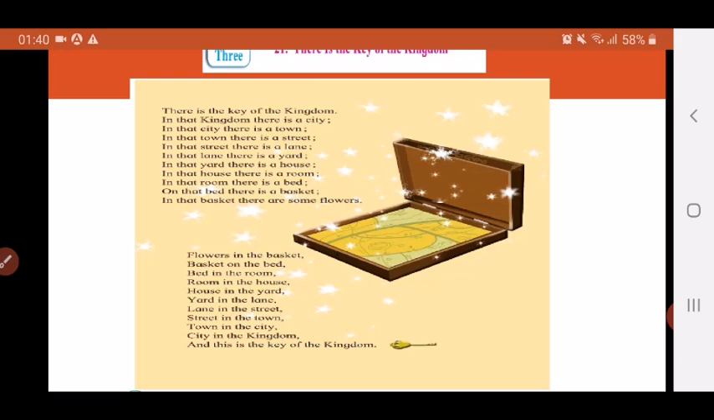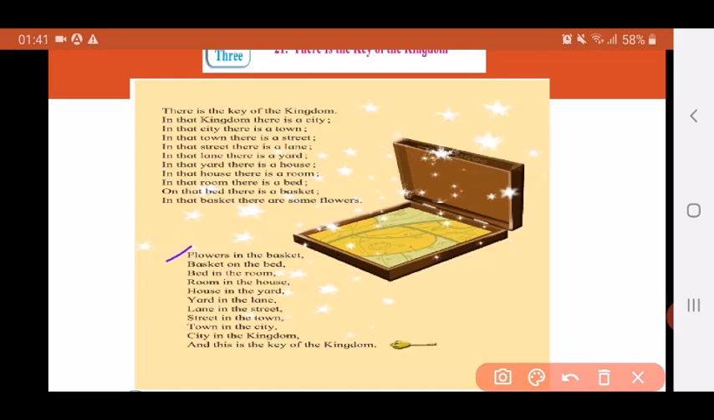Now, in the next stanza, we will say the same lines. But now we will say them from small to big. So we'll start with flowers and end with kingdom. Let's read them.